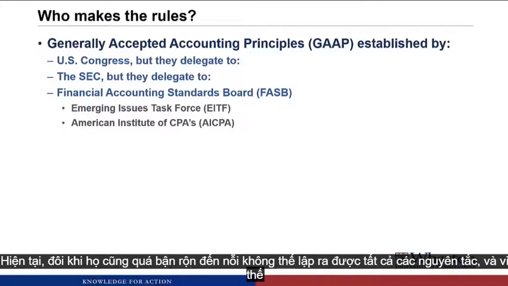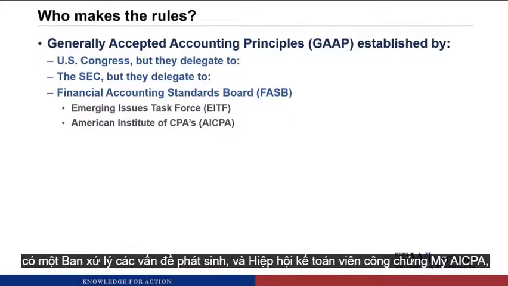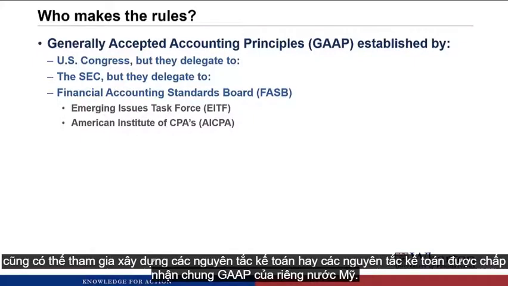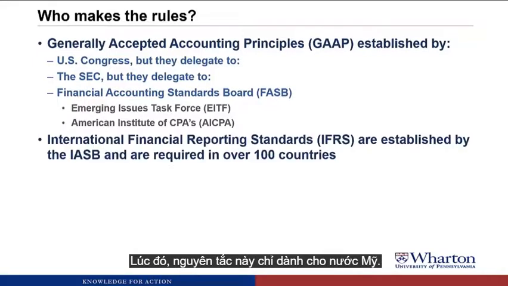Now, sometimes they're even too busy to make all the rules, and so there's an Emerging Issues Task Force and the AICPA that can also have a hand in making accounting rules or US GAAP. Now, this is just in the US.